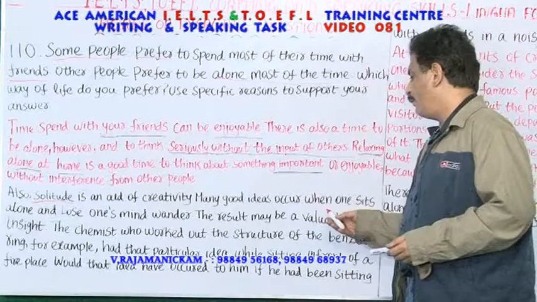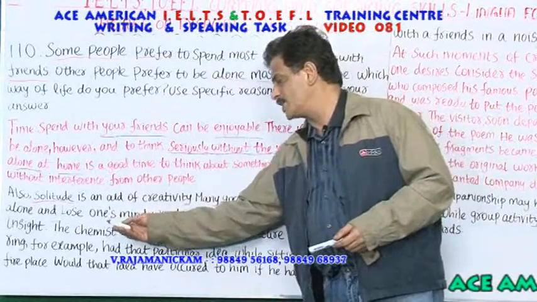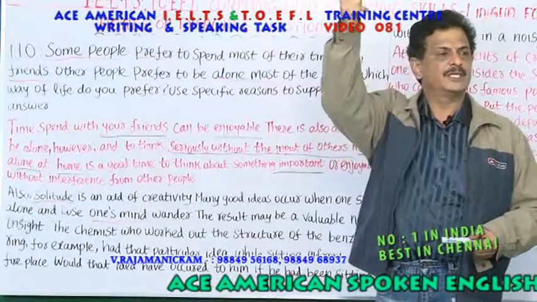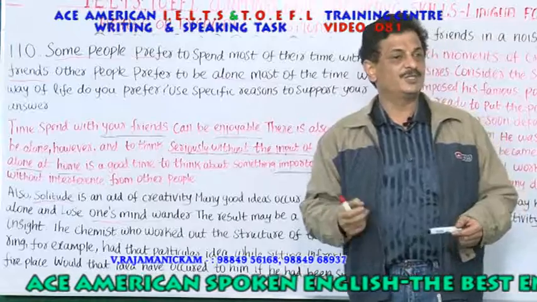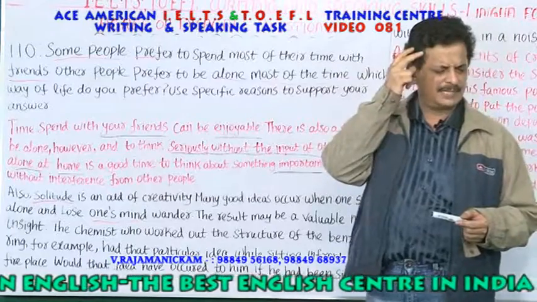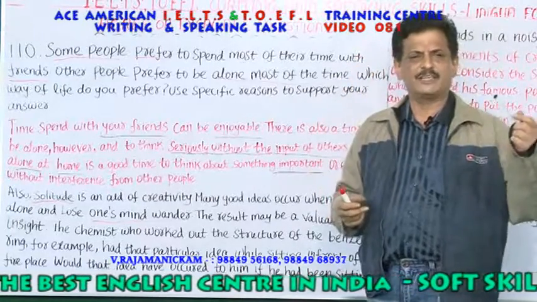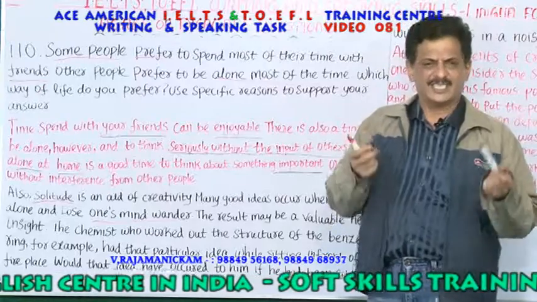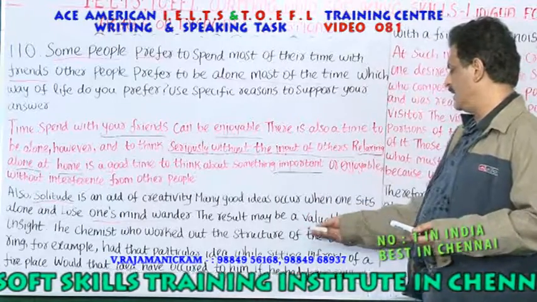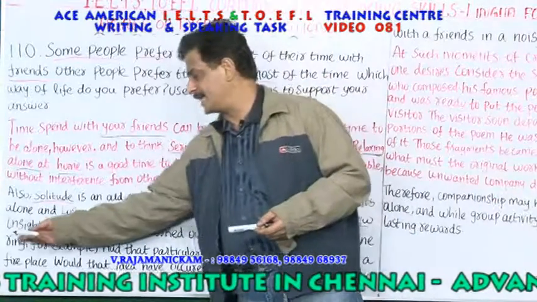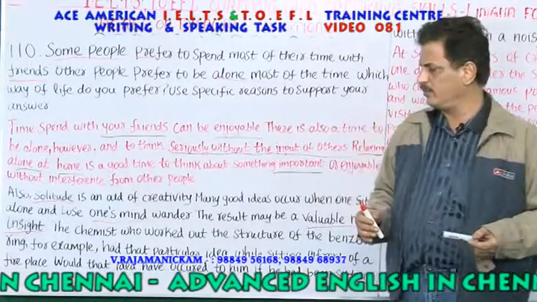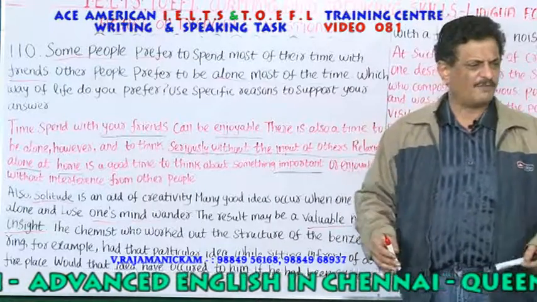Many good ideas occur when one sits alone and lets one's mind wander. So whenever a person is alone, they let their mind roam around, wander around, to collect ideas. Physically they are sitting in one place, but the mind goes into different areas, different locations, different circumstances to gather ideas. So the result may be a valuable new insight. Insight means what? You are able to see something which you have not seen. You will be able to find something which is not found.